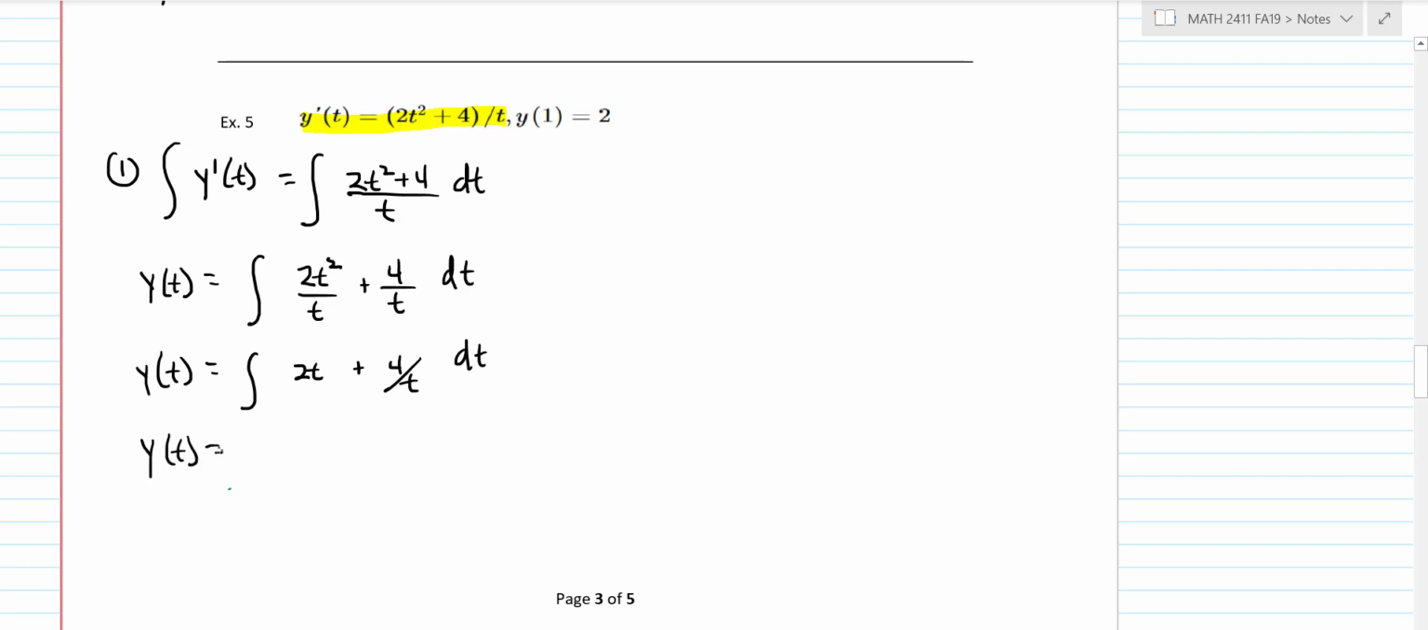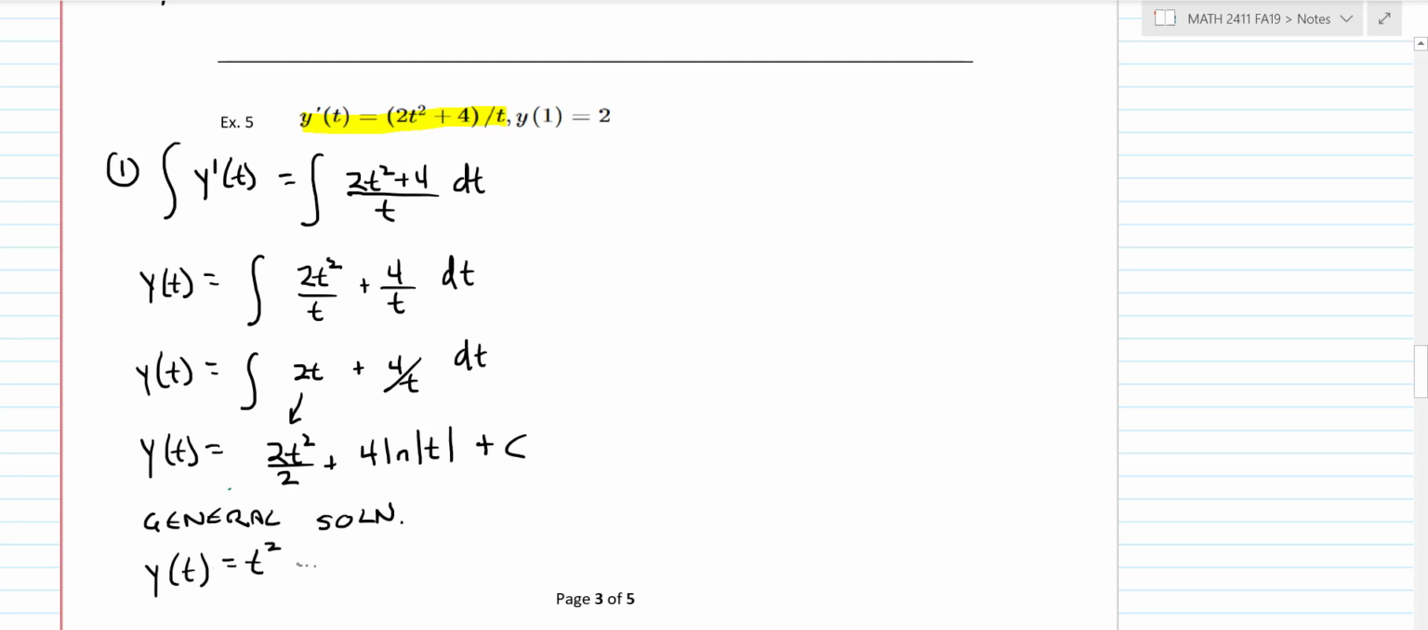Now we can get our antiderivative. This is going to be 2t to the second over 2, the power rule for integrals. This is a natural logarithm. So that's 4 times natural logarithm of absolute value of t. And then don't forget to put your plus c there. So our general solution, I'm going to write out the general solution, is going to be y of t equals t to the second plus 4 ln of t plus c.